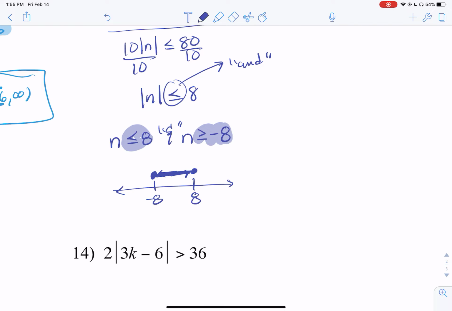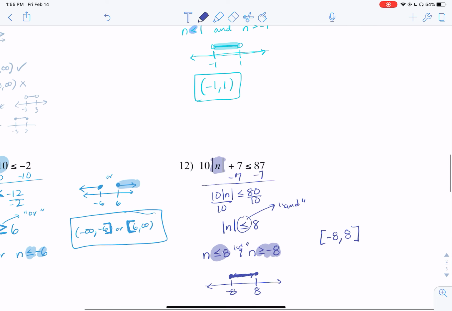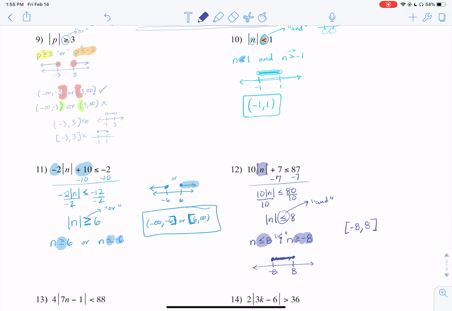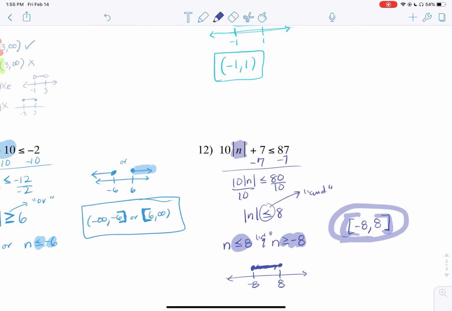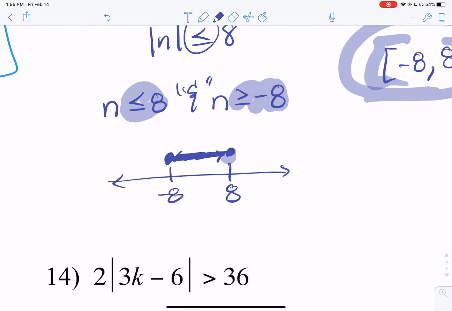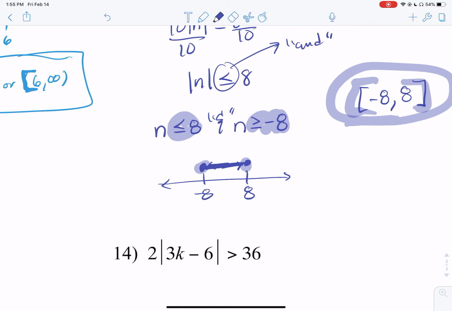So all our solutions are going to be in the interval from -8 to +8. And this time, compared to the previous one, the one on top, number 10, we now use brackets and not parentheses. So this is the way we're going to represent it because we have now closed circles right there.